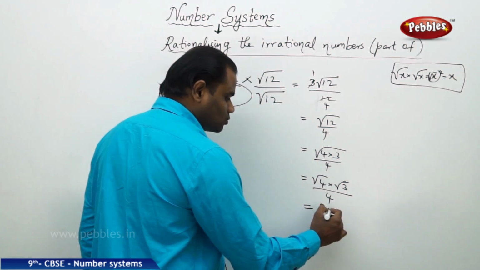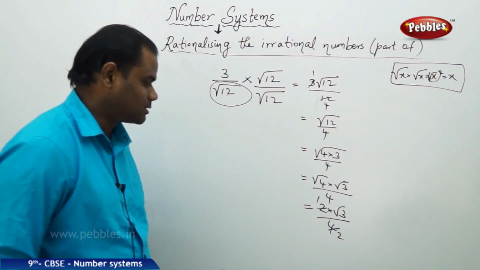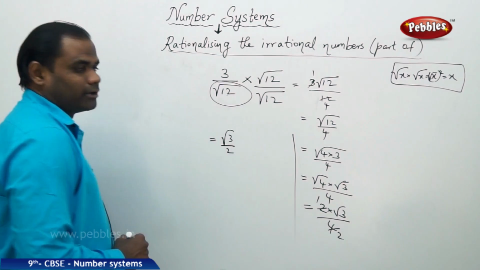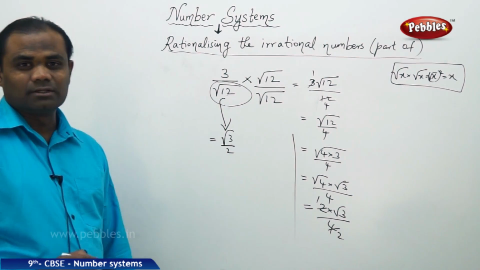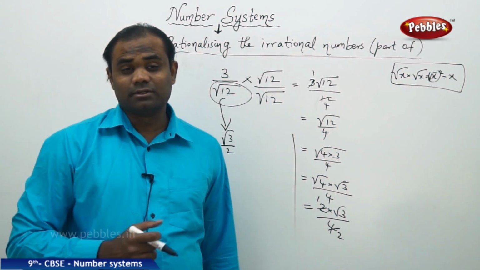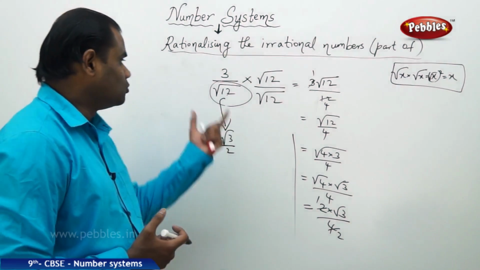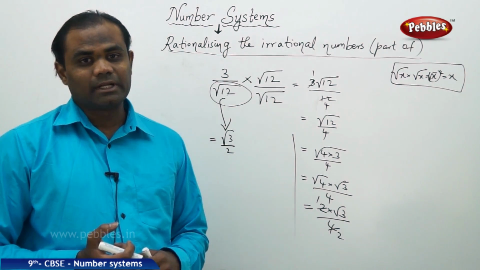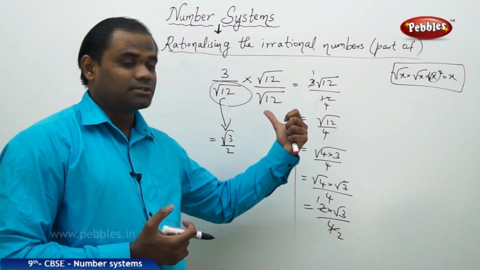So I have root 4, which is 2, times root 3 by 4, which can be further simplified as 2 once and 2 twice, so that the final answer is root 3 over 2. Interestingly, the irrational number which was in the denominator jumps to the numerator. So we now have an irrational number in the numerator, but no irrational number in the denominator. This is how we rationalize either the numerator or the denominator, depending on the question given, as witnessed with this example problem.